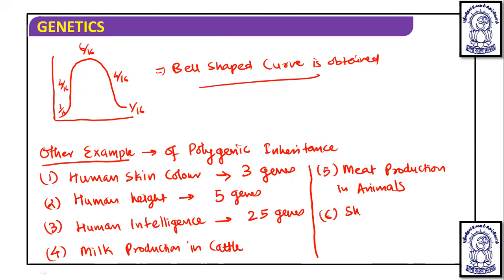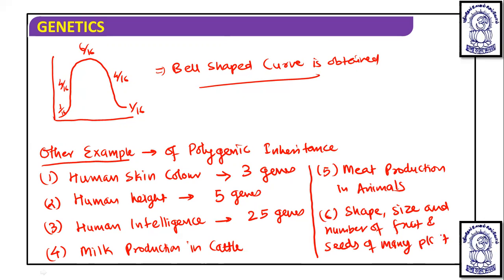And sixth, shape, size, and number of fruit and seeds of many plants are controlled by many genes, which means that is also an example of polygenic inheritance. But in that, we are going to discuss human skin color in detail, because sometimes you will get a question from this part. So we have to discuss human skin color inheritance according to the multiple gene, and it is controlled by 3 pairs of genes.